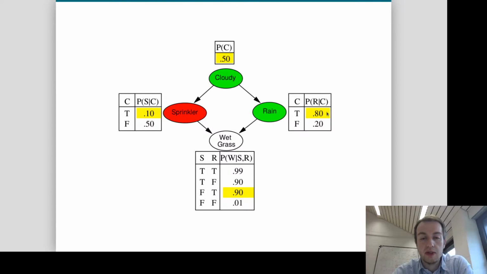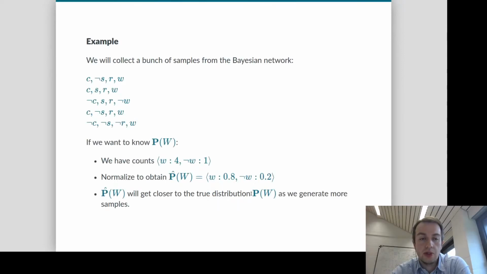Now, given that the parents sprinkler and rain are negative and positive, when we then have to sample for the wet grass variable, the W variable, we would have to sample from this probability distribution, which we would do, and let's say obtain some positive value. We could repeat this process over and over, and at the end we would have collected a bunch of samples from the Bayesian network.